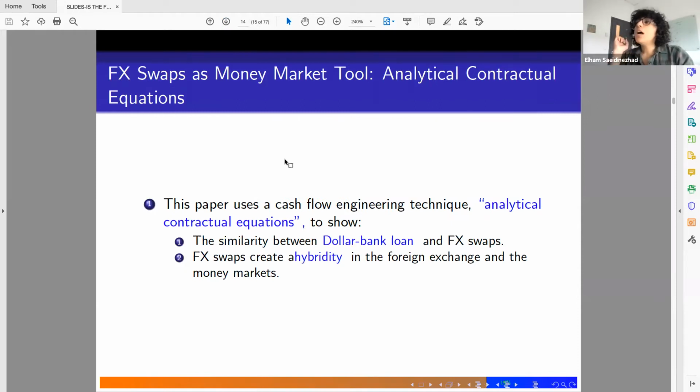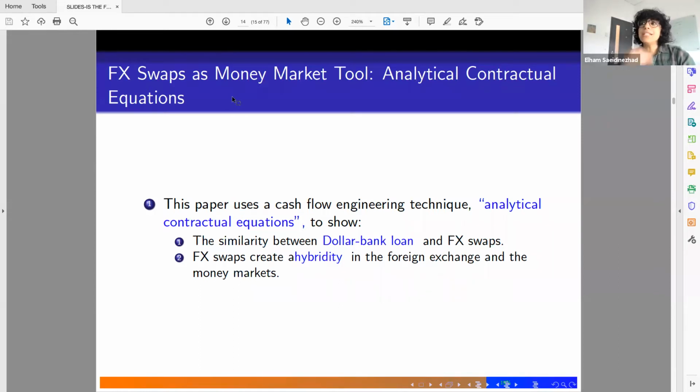So the other tool that we are going to use to show that, in terms of the cash flows, there are similarities between FX swap and repo is an analytical contractual equation. As a matter of fact, once we use these analytical contractual equations, we see a similarity between the FX swap and not only a repo, but even a traditional bank loan. So let's do that together.